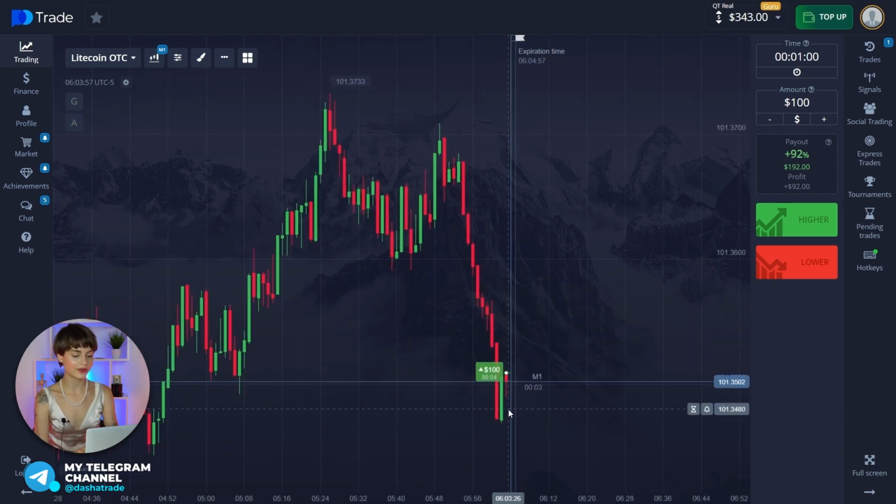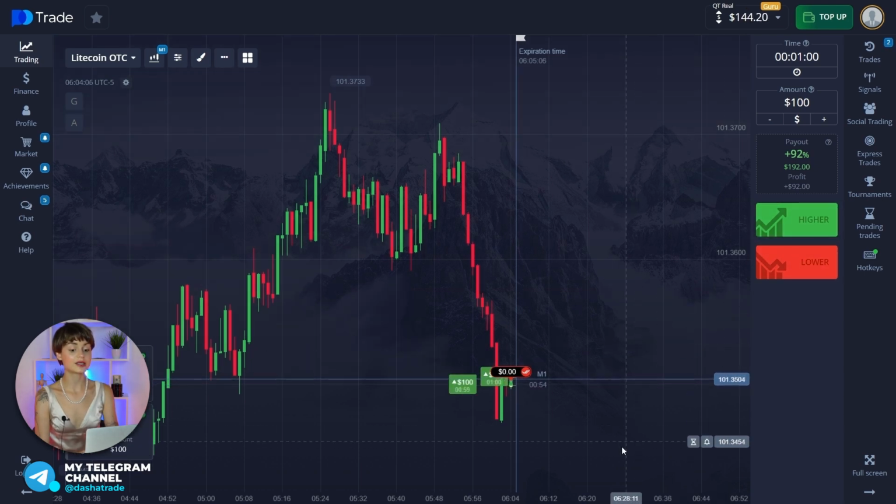We waited till one green candle and opened a deal with higher. And if we close the deal at a loss right now, then we'll open with higher again, but with a bigger amount, as the potential of this deal is huge.